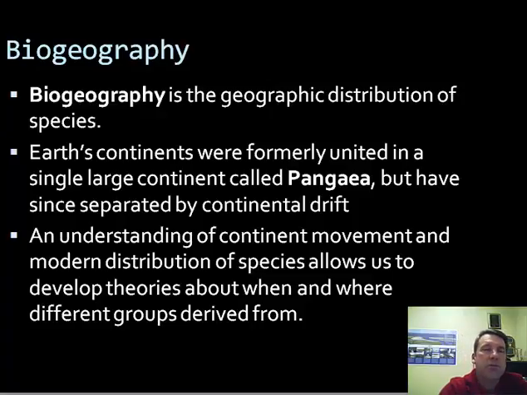Now, biogeography in itself is not an explanation for where these traits came from. It's just the idea that the isolation gave certain individuals better opportunity to survive. So it's more of an explanation of why we see more animals on some continents and not on other continents.